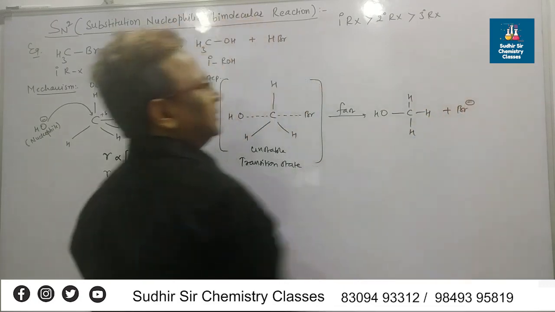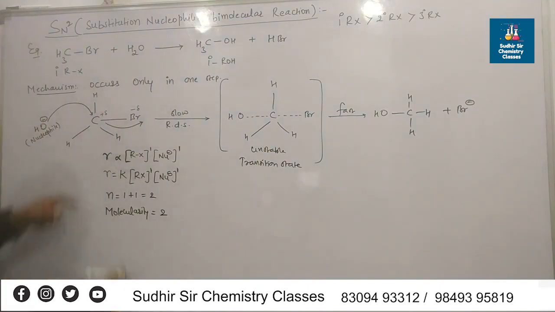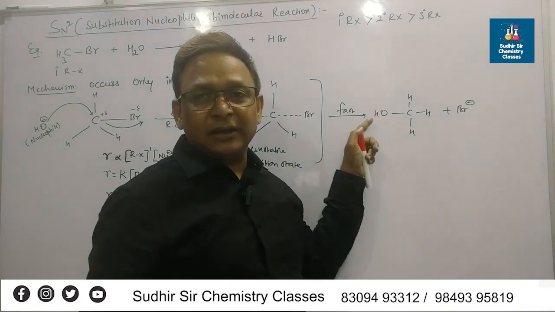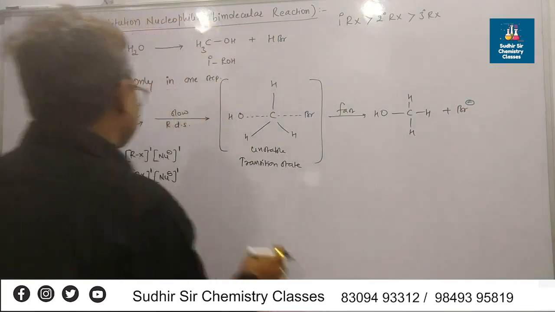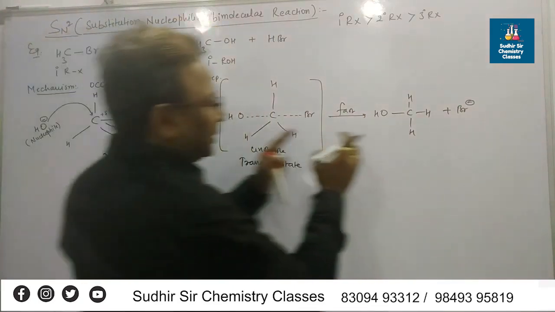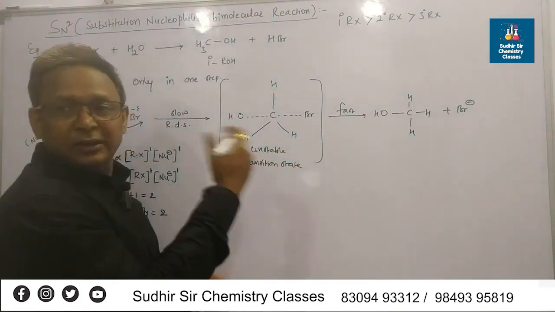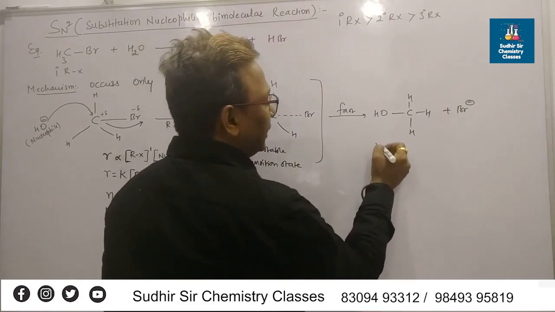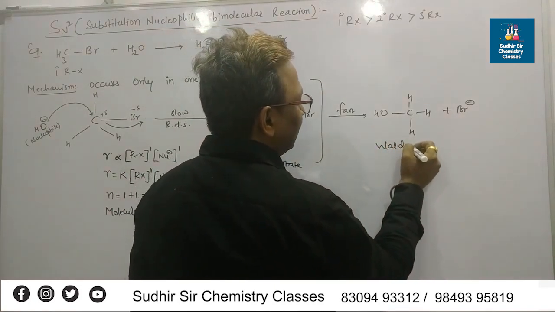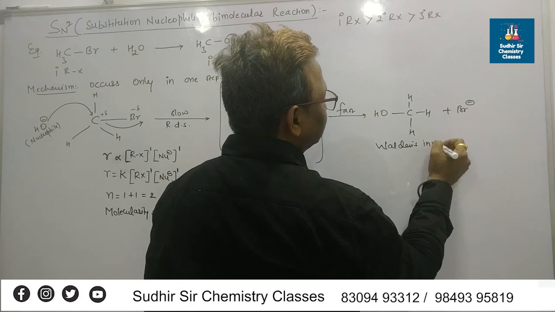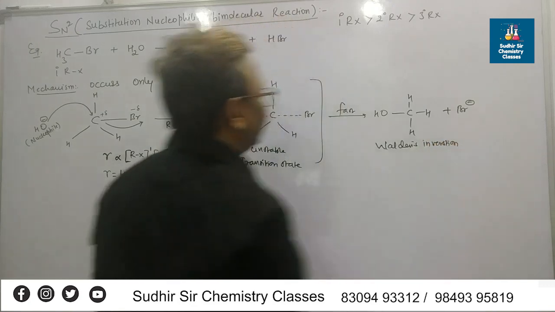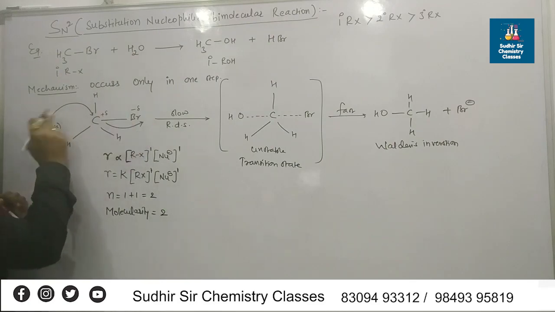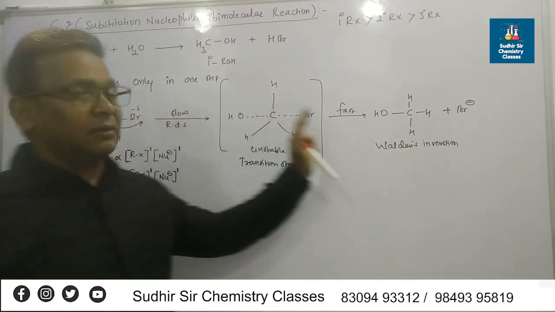Br minus leaves away. We started with the leaving group on the right side and the attacking group attacking from the left side. If you see the geometry of the alkyl halide compared with the alcohol, the geometry is completely inverted. This was first observed by Walden, and it is called Walden's inversion. Whenever the leaving group leaves from the right side and the attacking group attacks from the left side, the geometry will be completely different.